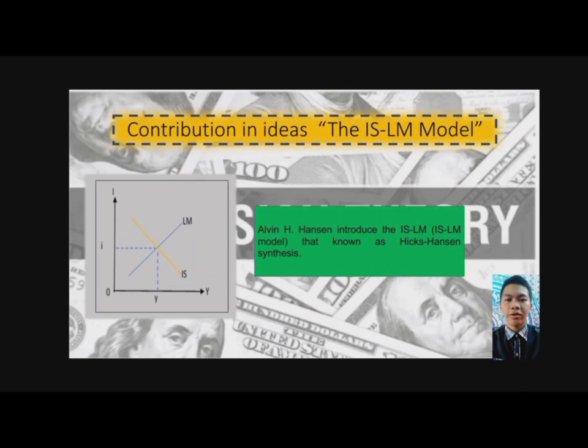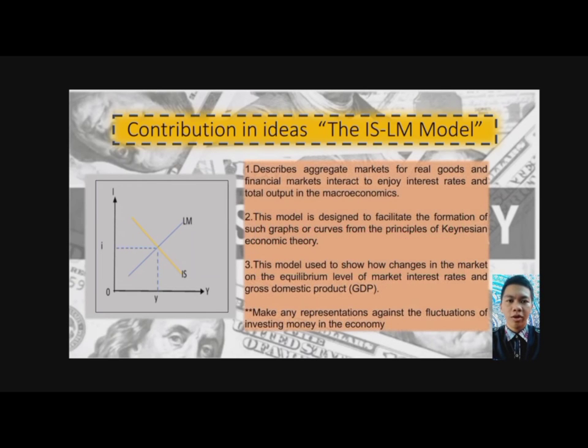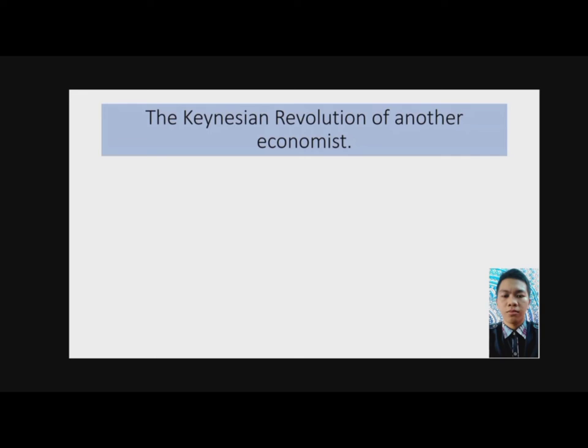His contribution to the idea of the IS-LM model. First, using this idea allows us to describe how the aggregate market for real goods and the financial market interact to determine the interest rate and total output in macroeconomics. Second, this model is designed to facilitate the formation of graphs or curves for the principles of Keynesian economic theory. And third, this model is used to show how changes in the market affect the equilibrium level of the market interest rate and gross domestic product, or GDP.